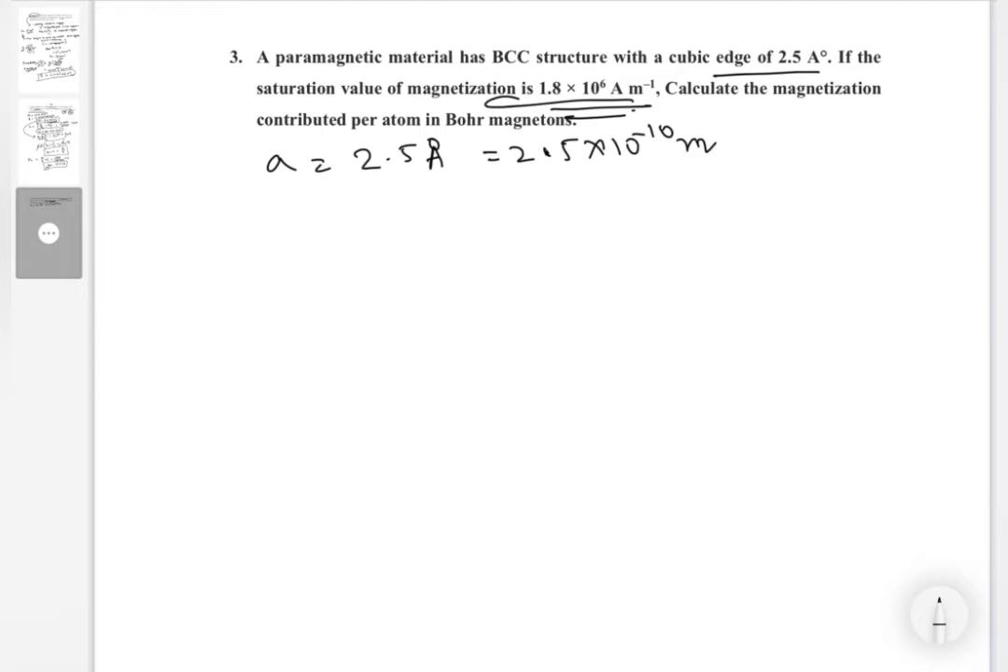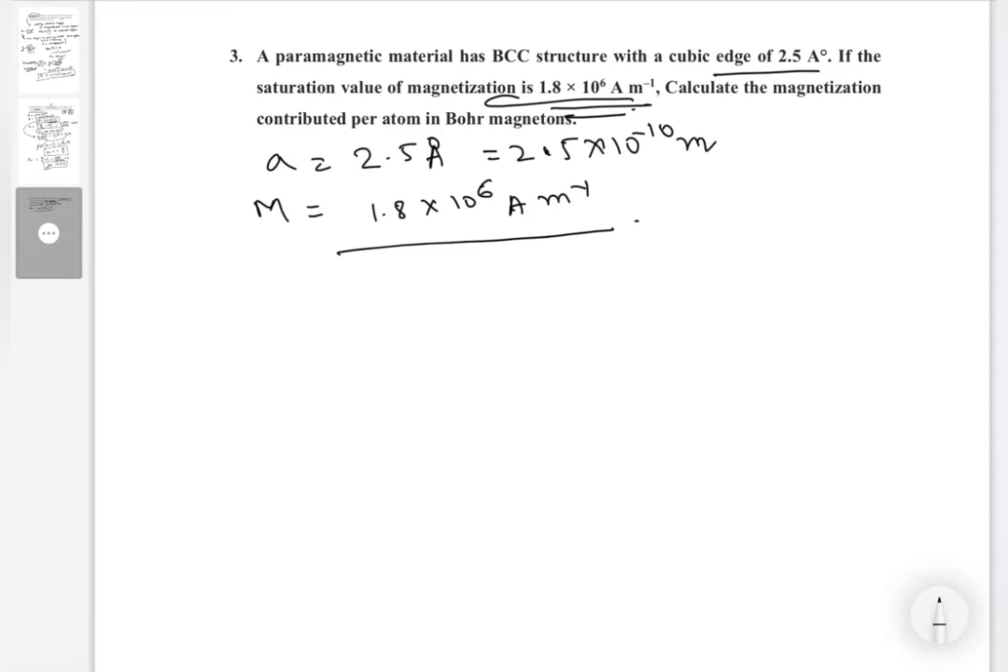So I have to have the unit in Bohr magneton, not like Weber per meter square or all those units. We want to have it in Bohr magneton. Correct. So first of all, we will go step by step. It's a tricky, but not that difficult. M is given here also, 1.8 times 10 to the power 6 ampere per meter.